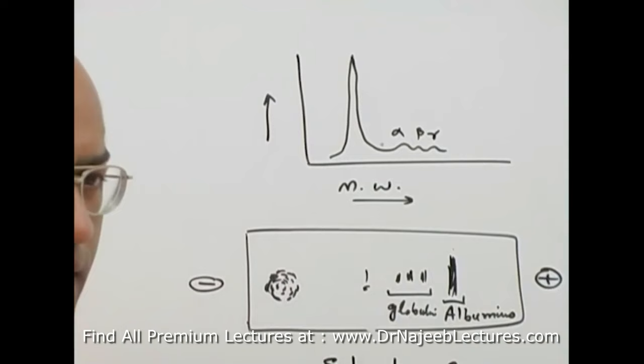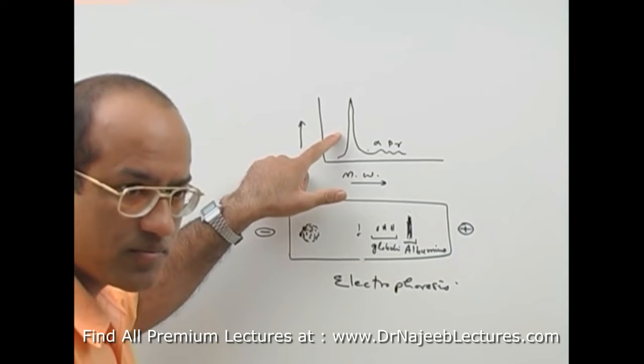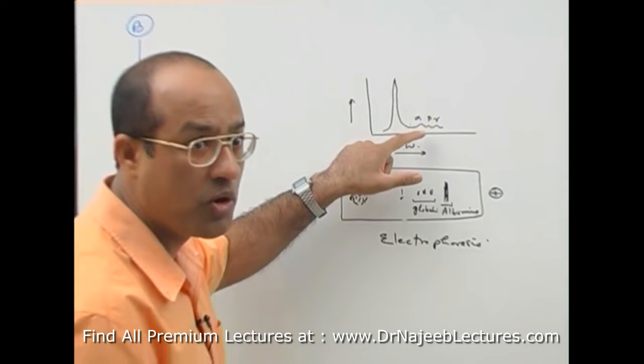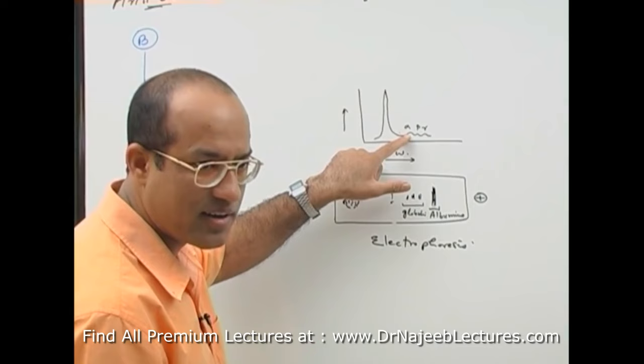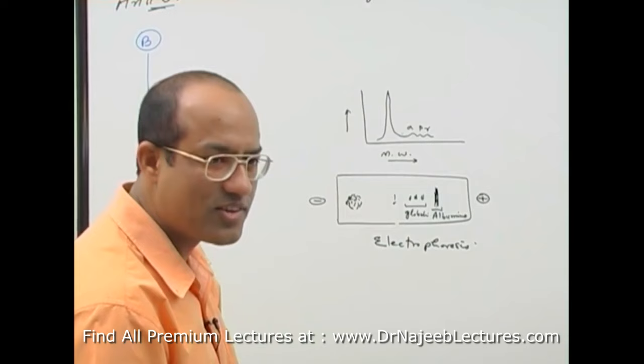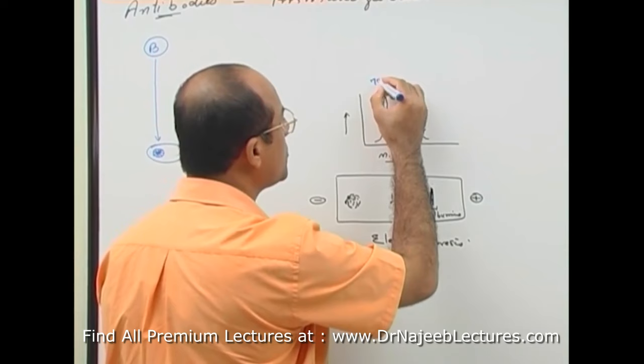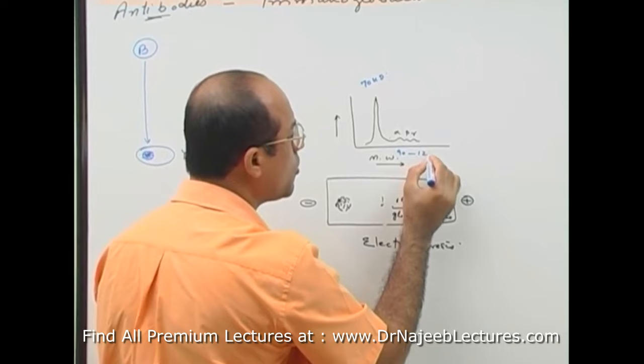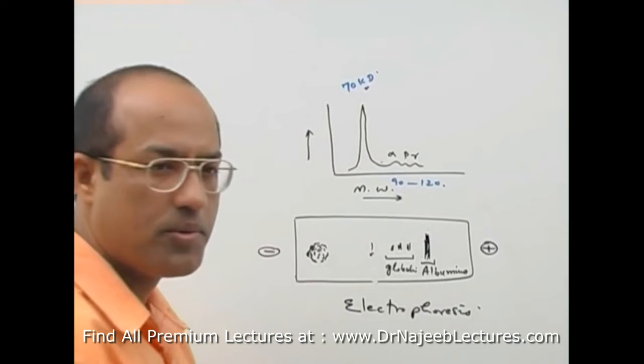It means primarily plasma proteins are albumin and globulins. Globulins are globular proteins and can be separated according to their molecular weight into alpha globulins, beta globulins and gamma globulins. Am I clear? Albumin's molecular weight is approximately 70 kilodalton, but globulin's molecular weight is from 90 to 120 kilodalton.